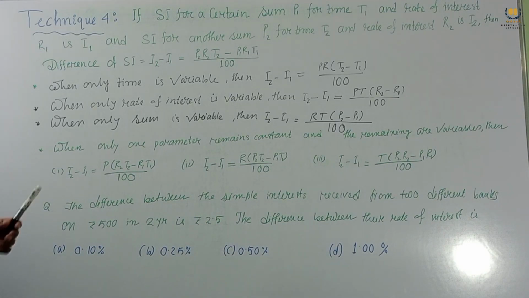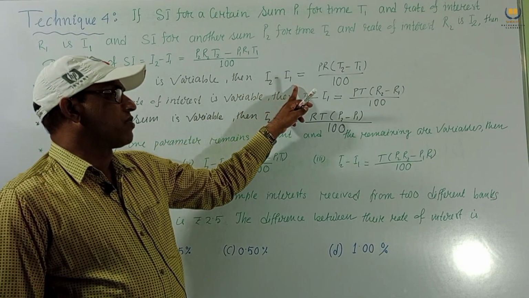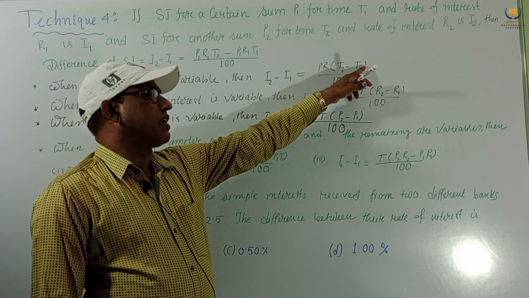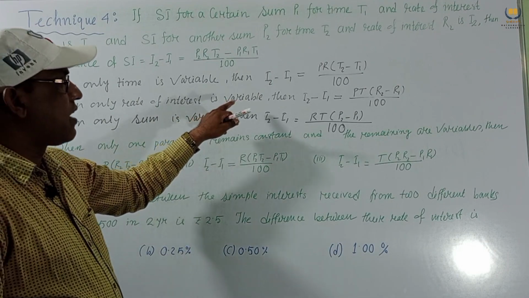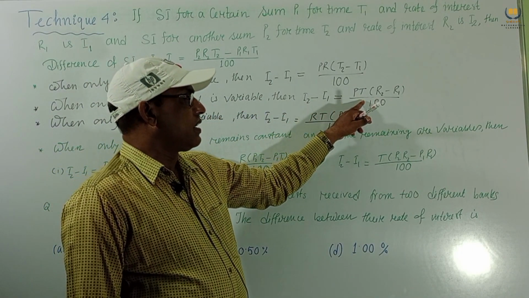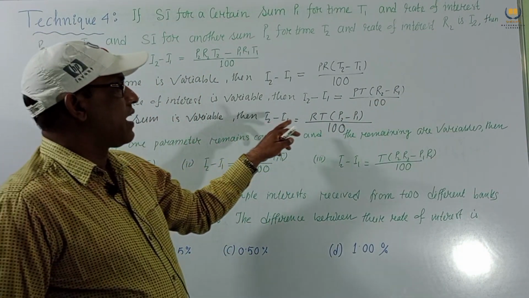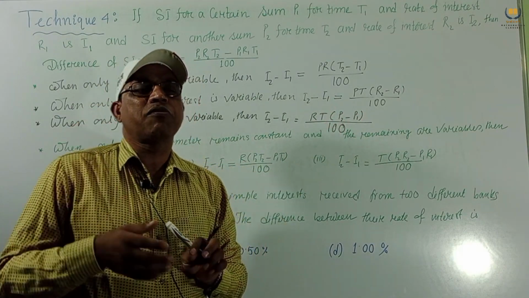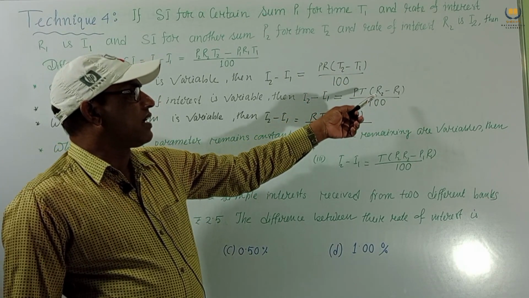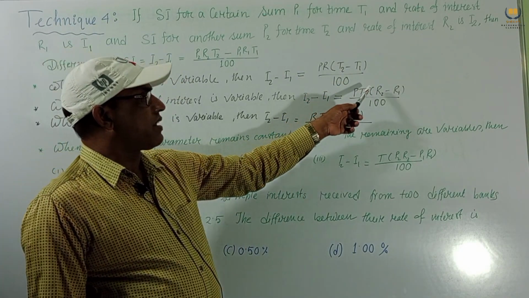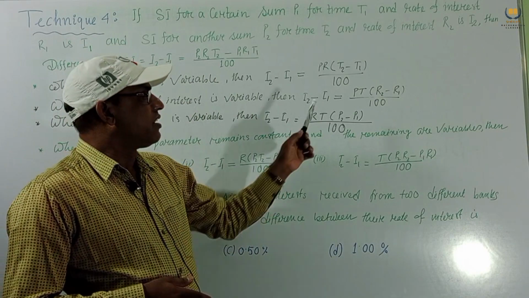Now we have some conditions. When only time is variable, the difference of the simple interest is PR (T2 minus T1) by 100. When only rate of interest is variable, then I2 minus I1 equals PT (R2 minus R1) by 100. And when only sum is variable, then we get (P2 minus P1). So you just have to remember: if time is variable, then T2 minus T1; if rate of interest is variable, then R2 minus R1; and if sum is variable, then P2 minus P1. Others remain the same. The denominator is 100.